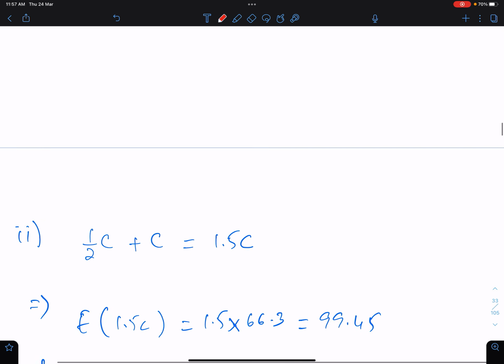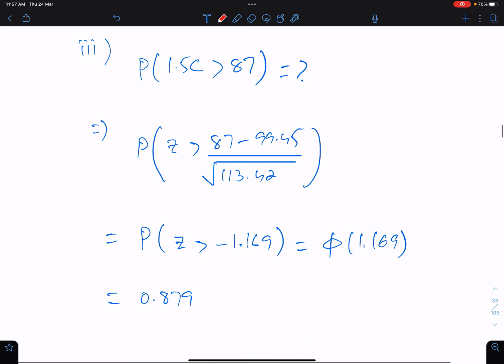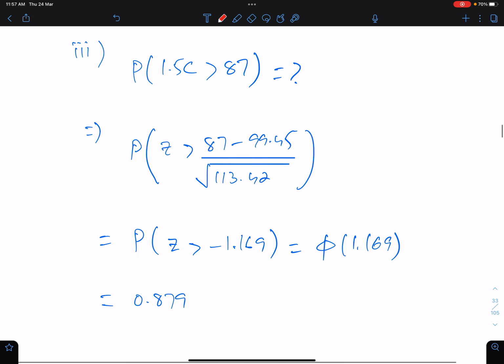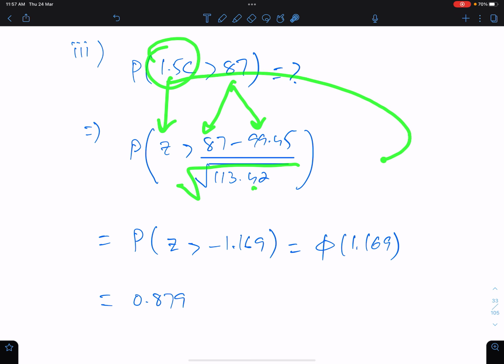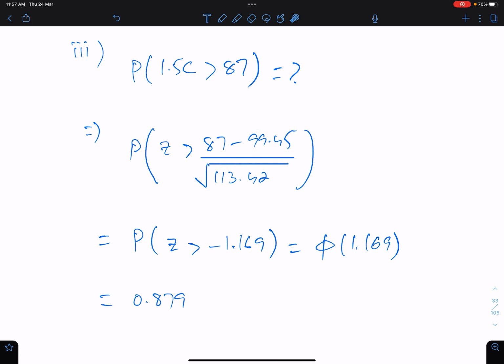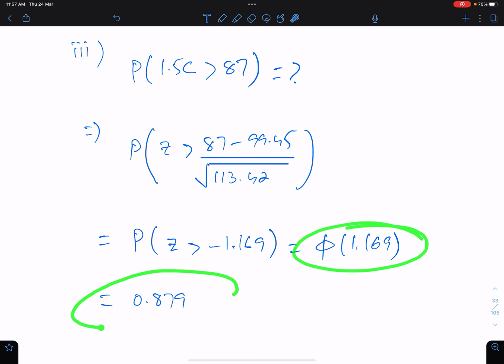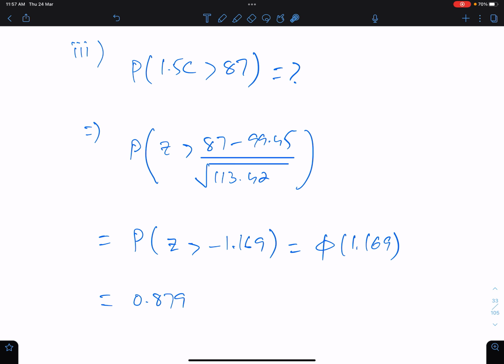This is very simple. We have the mean and variance of 1.5 C. So we just need to convert this statement into Z. 87 minus mean of this, upon sigma squared of this. This means large area, so it should be 5. And this is the final answer up to 3 significant figures.